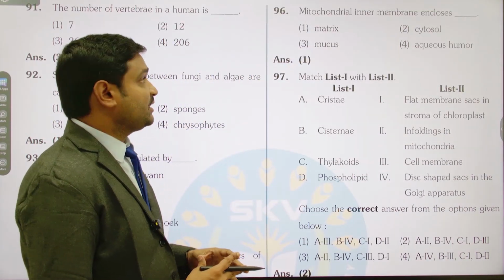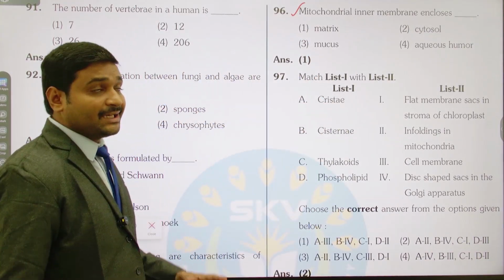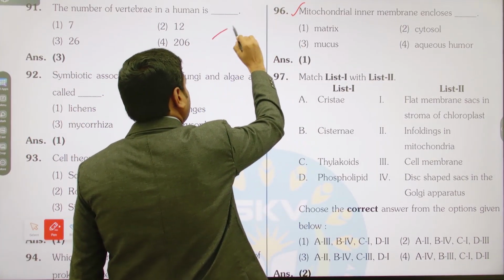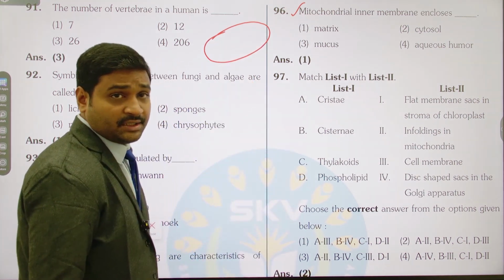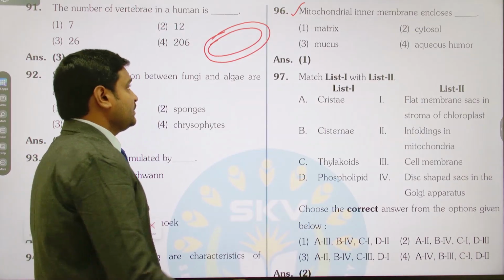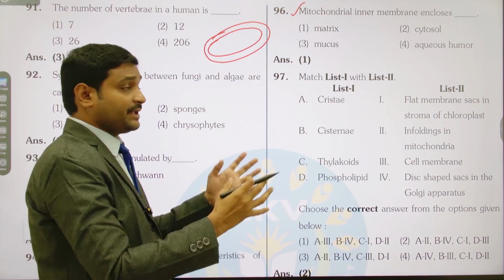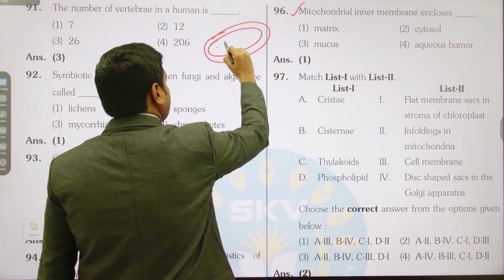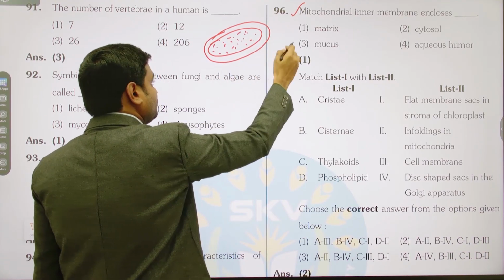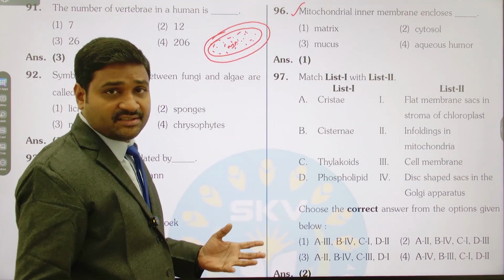Now, question number 96: the mitochondrial inner membrane encloses. That means, for example, if you see a mitochondria, there is an inner membrane, and this inner membrane encloses, meaning surrounds. Generally, inside the mitochondria there is its own cytoplasm, and this cytoplasm is nothing but the matrix. It is a direct question from NCERT, so there is no confusion at all.